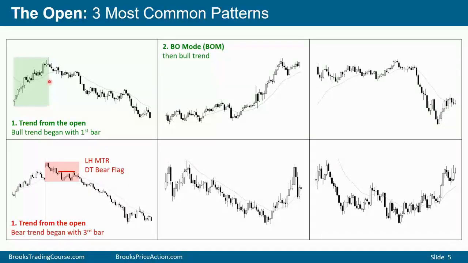Now, you can get a trend from the open. Here we got it up, here we got it down. You can also have a breakout mode open, in other words, an early trading range, and then a breakout. A standard breakout mode pattern means there's a new low of the day that reverses up, a new high of the day that reverses down. Theoretically, traders will buy a breakout above the top and sell a breakout below the bottom. Here we got a breakout above the top, and the market continued up for the rest of the day. This pullback never fell below the low of the day.